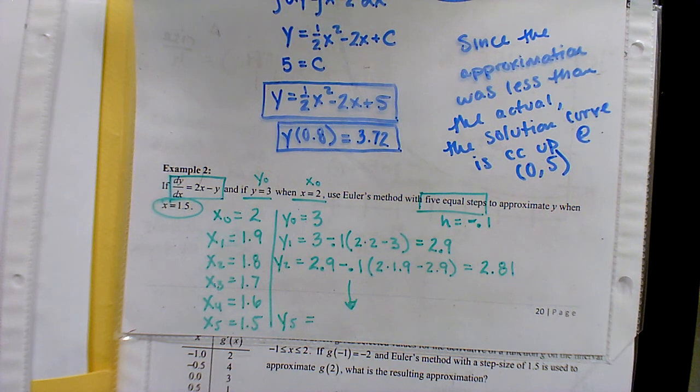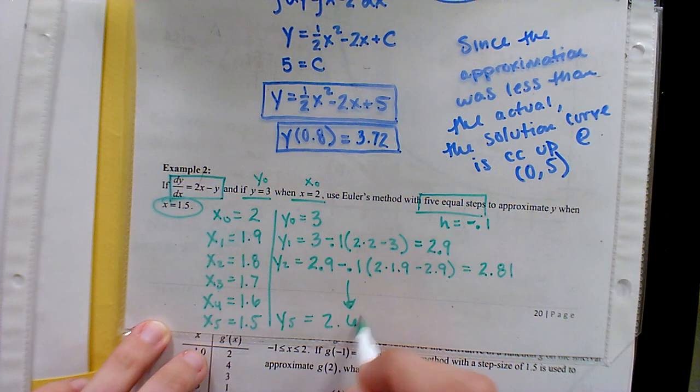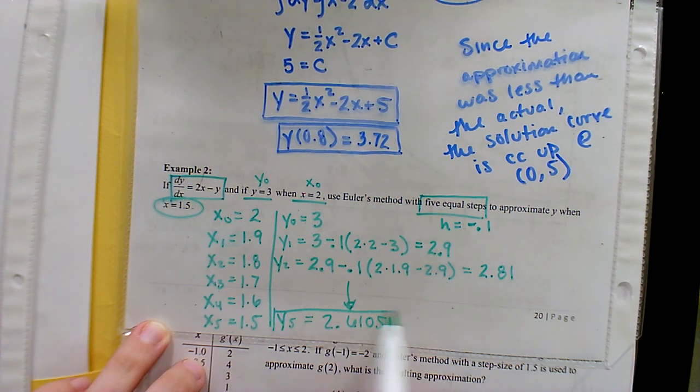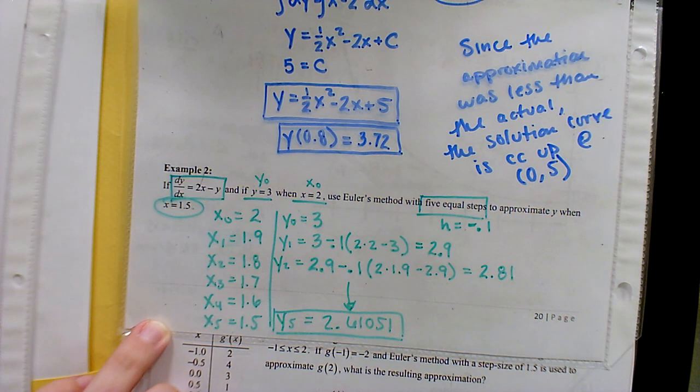Any thoughts? What do we got? Yeah? 2.61, yeah, 1051. Exactly? That's it? Yeah. Looks good to me. Can we get that?